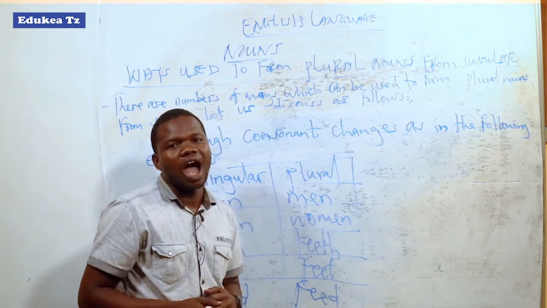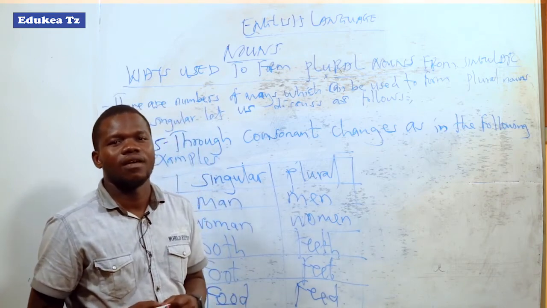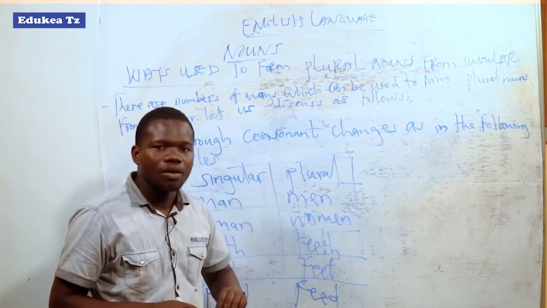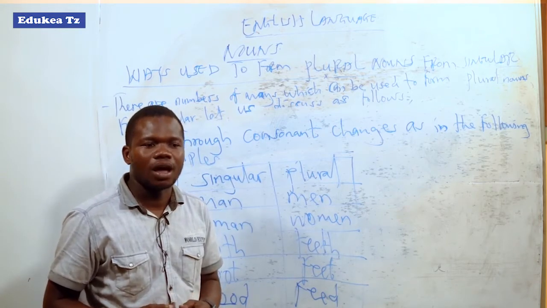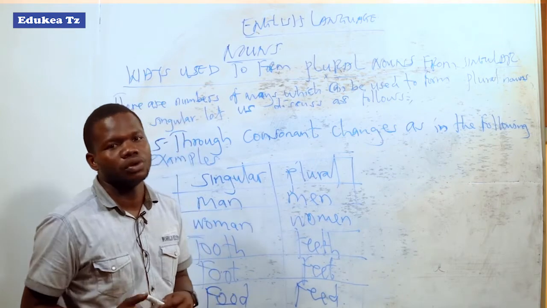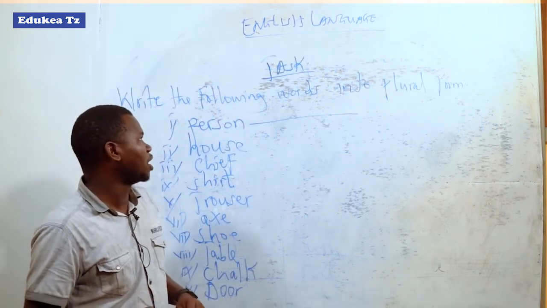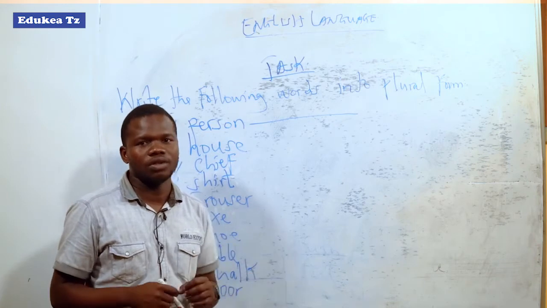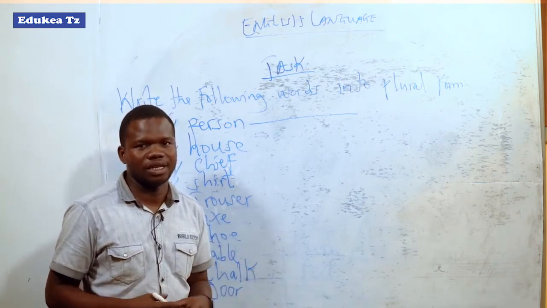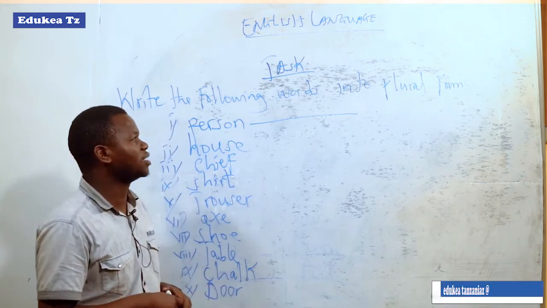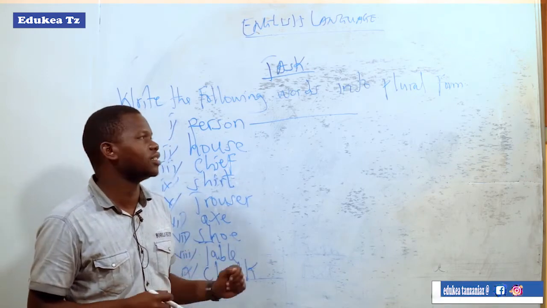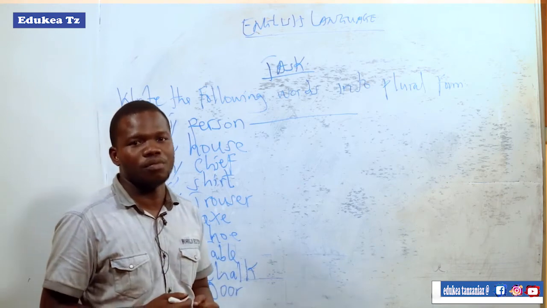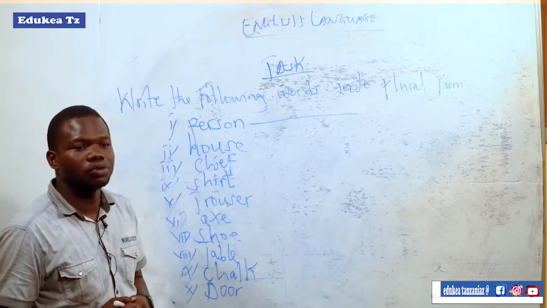So let us now have a task or exercise which may give us much understanding of those ways or principles of changing singular nouns into plural nouns. Yes, now after having those ways which can be used to form plural nouns from singular, let us have a task, an exercise which may make us competent in this part. So our task is to write the following words into plural form.